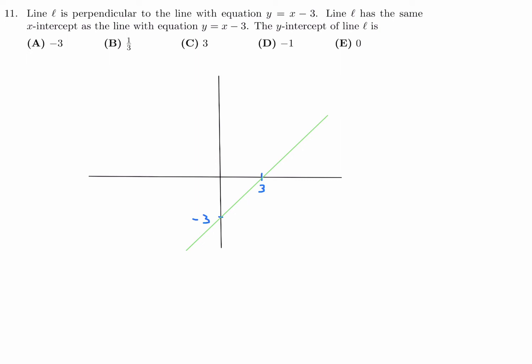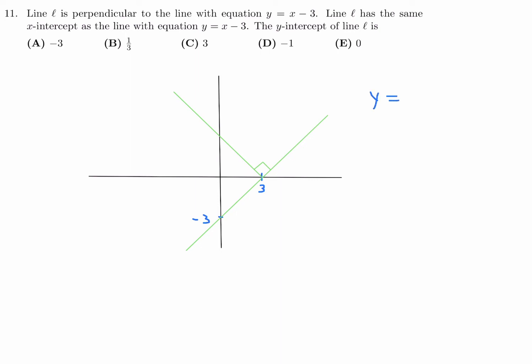The line L is perpendicular and has the same x-intercept. So it's obviously going to be something like this. Something like that, where this is sort of the right angle because it's perpendicular. Okay, and they want the y-intercept. All right, shouldn't be that hard to figure this out.